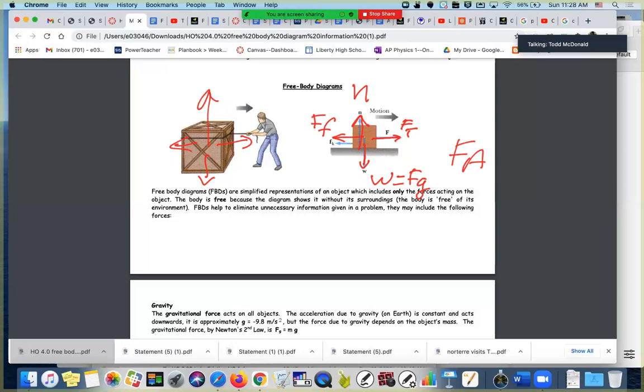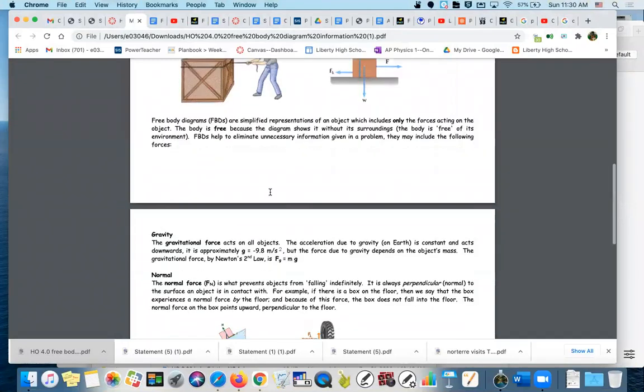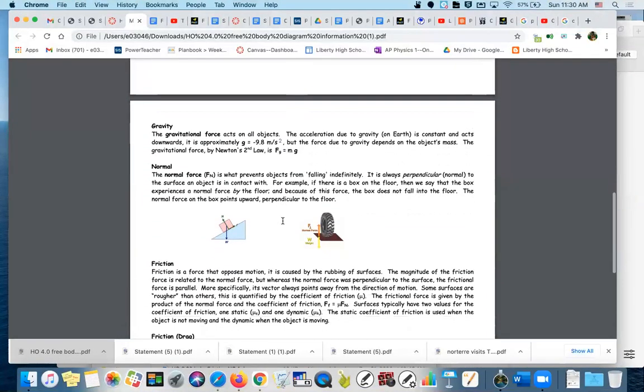Okay. Don't worry if you can't draw boxes. Don't worry if you can't draw things. We will make it simple, and I'll show you that here in a second. What I want to do next is walk you through the different types of forces that we will be dealing with.